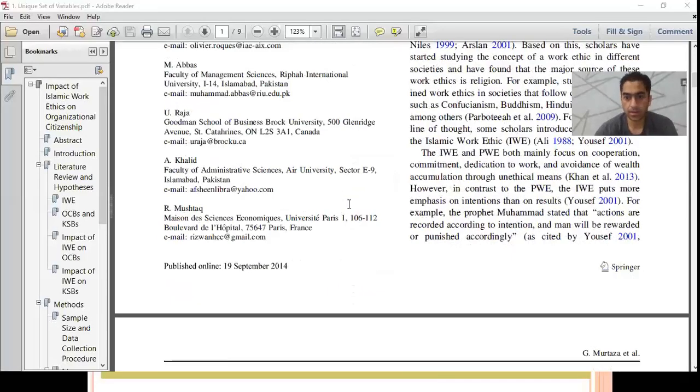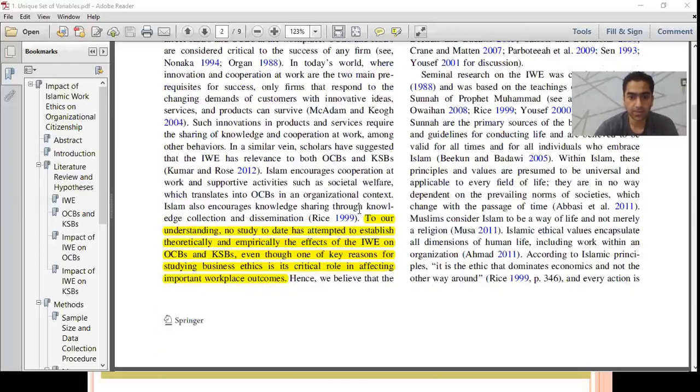And if I scroll down, then you can read this paper. It's available on the net. And here you can see, to our understanding, no study to date has attempted to establish theoretically or empirically the effects of Islamic work ethics on OCB and knowledge sharing behavior, even though one of the key reasons for studying business ethics is its critical role in affecting important workplace outcomes.